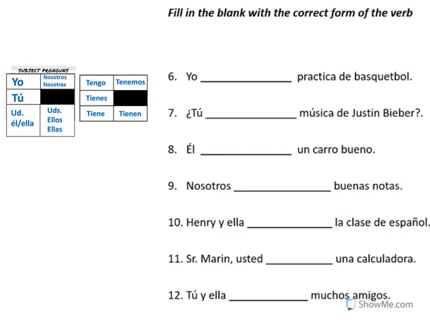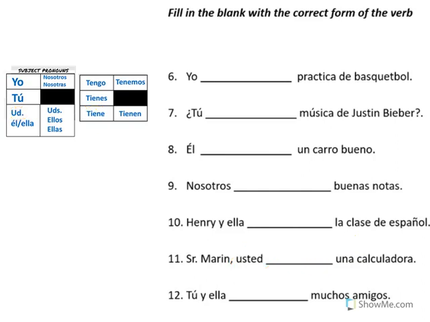Number 11. Señor Marín, usted blank una calculadora. Mr. Marín, you blank a calculator. Mr. Marín, you have a calculator. It's that simple. So these are easy because we see that usted and it's right there. So that's the word, that's the missing verb. Usted tiene una calculadora.